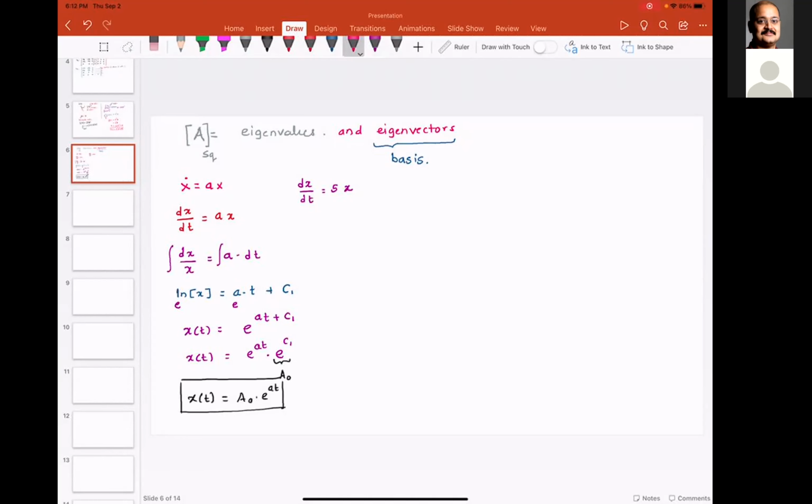So what I want to do is, think about it. I have an expression x1 dot, x2 dot is equal to, say, 2, 3, 4, 5.